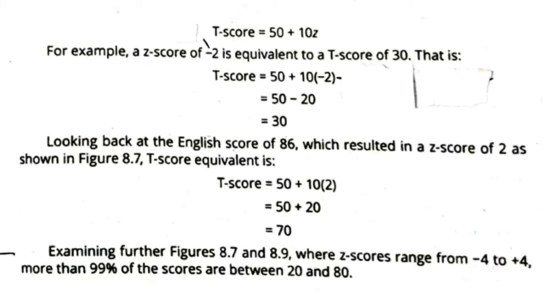Looking back at the English score of 86, which resulted in a z-score of 2 as shown in figure 8.7, the t-score equivalent is t equals 50 plus 10 multiplied by 2 equals 50 plus 20 equals 70. Examining further figures 8.7 and 8.9, where z-scores range from negative 4 to positive 4, more than 99% of the scores are between 20 and 80.